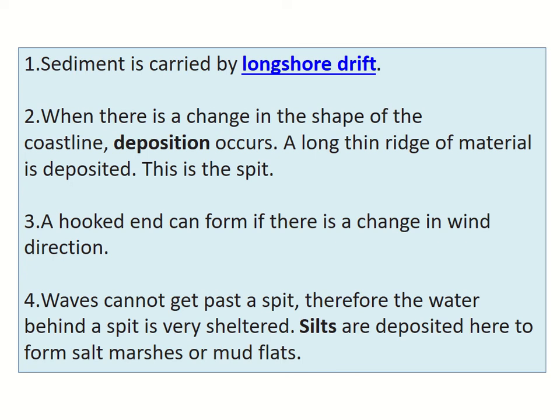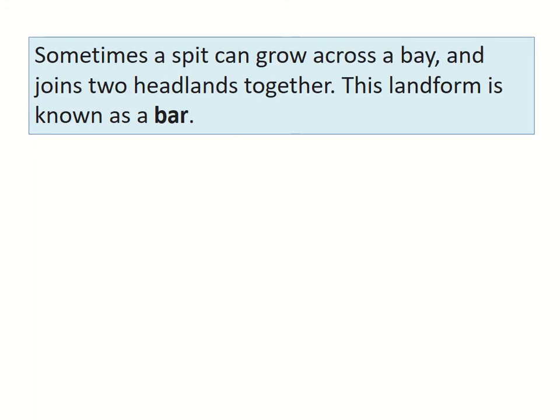Okay, hopefully you've had a little read of those. And so the first thing to point out is that sediment is carried by longshore drift. Because there's a change in the coastline, deposition occurs and that ridge of material is deposited, and that is called a spit. Okay, so beaches and spits, both depositional landforms, both caused in some way by deposition. However, sometimes a spit can actually grow across a bay and join 2 headlands together. And this landform is known as a bar.